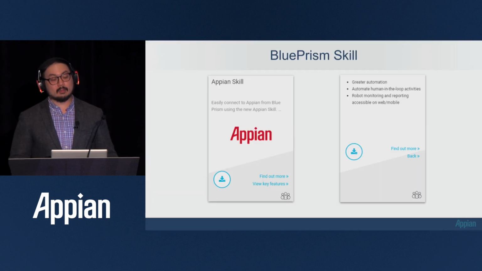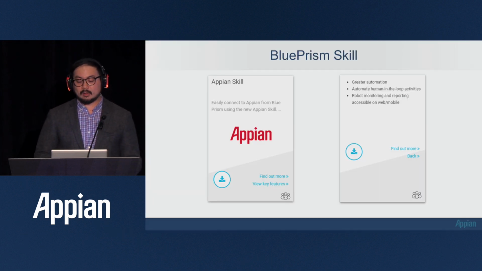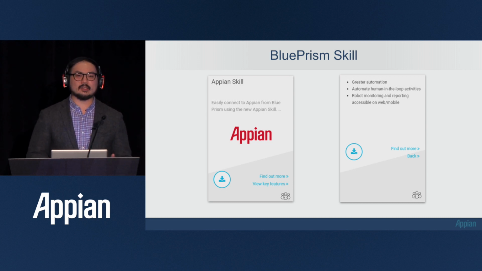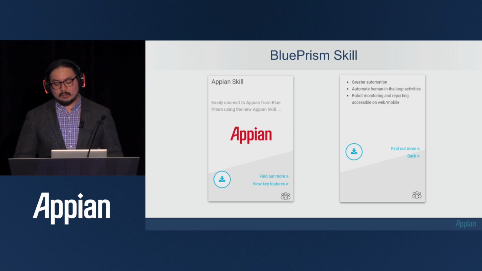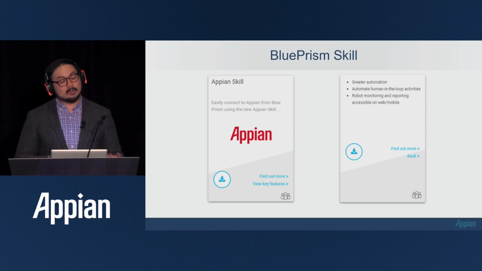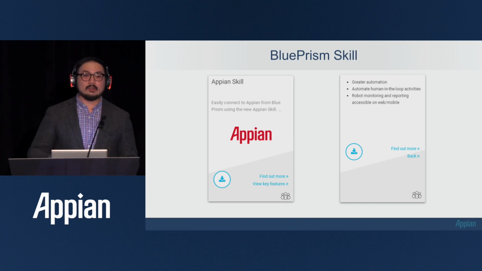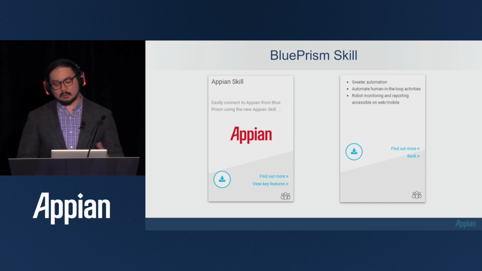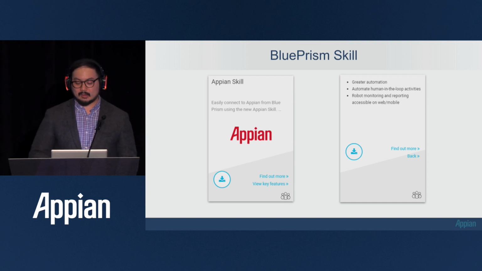The next thing is the Blue Prism skill. So the Blue Prism skill is available on the Blue Prism DX marketplace. It's never been easier to basically use the power of Appian's case management and Blue Prism's robotic process together. You can use Appian when you need those critical human-in-the-loop interactions from a Blue Prism robotic process, and then you can integrate it straight from there.